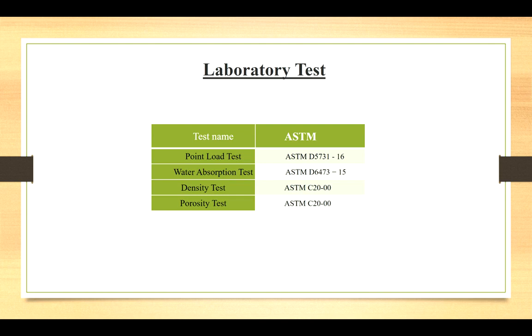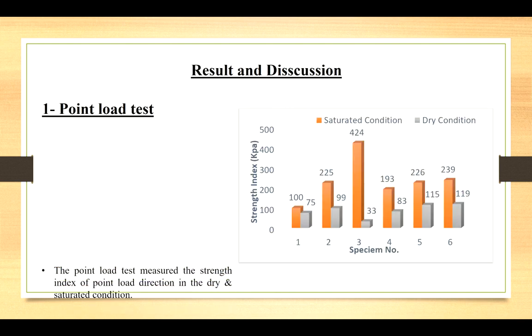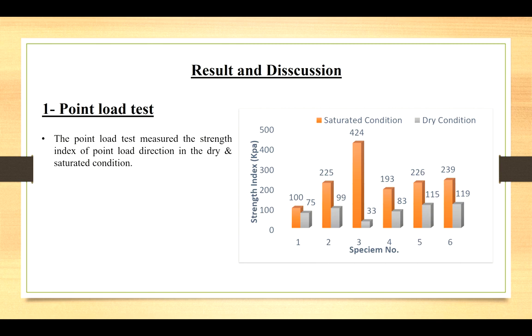The tests that we used to find the physical, chemical, mechanical, and durability properties of the soilcrete column are the point load test, water absorption test, density test, and porosity test, and all these tests were carried out according to the ASTM. Let me start with the point load test.